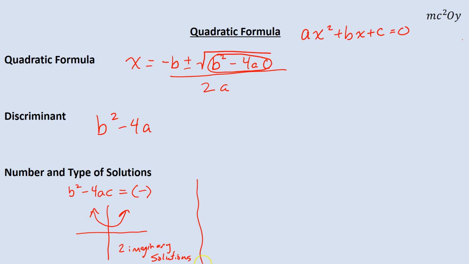The other option you could have is if you had b squared minus 4ac actually equaling 0, then you could possibly have a graph that would look something like this. It would definitely hit the x-axis in one location, and you would have one real solution.